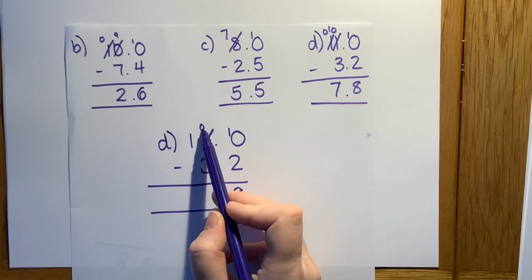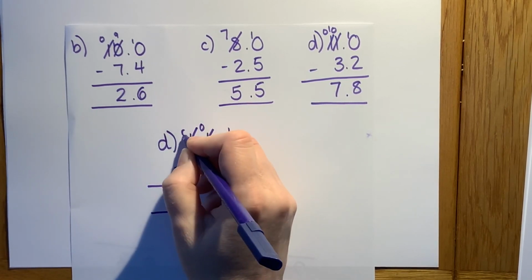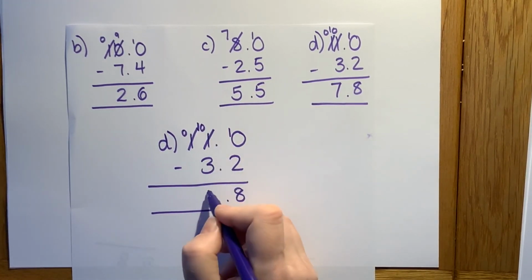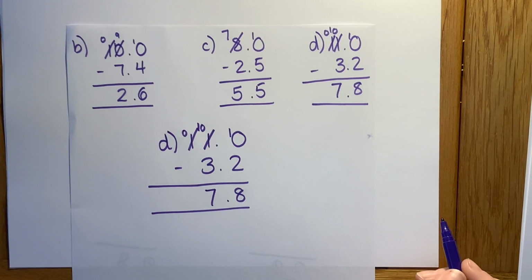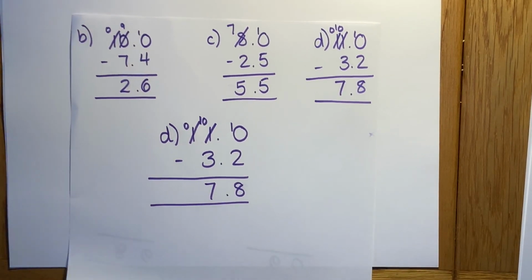Then I had 0 ones take away 3 ones. Well, I haven't got enough there, so I had to regroup this 10, leaving me no 10s, but 10 ones. And 10 ones take away 3 ones is 7. Right, okay, hopefully you can see that this is the same as when we take away with whole numbers. It's all about understanding your place value. So over to you today then.